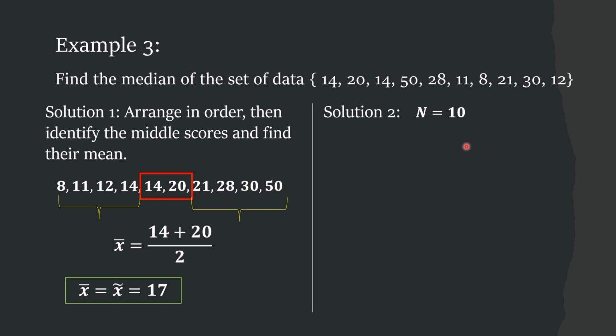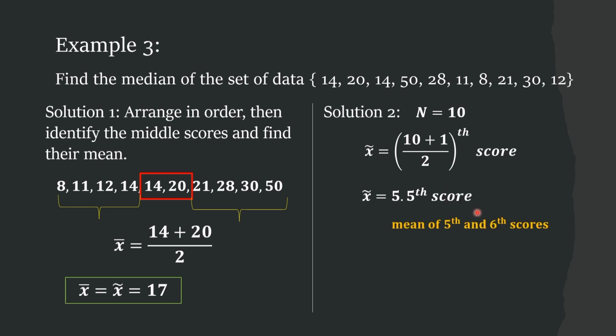N is 10. It's an even number. That's why we have 2 middle scores. Using the formula for the median, N is 10 plus 1, 11 divided by 2 is 5.5 score. So this is the mean of the 5th and the 6th scores. The 5th and the 6th are 1, 2, 3, 4, 5. 14 is the 5th. 6th is 20. 14 plus 20 divided by 2 is 17.